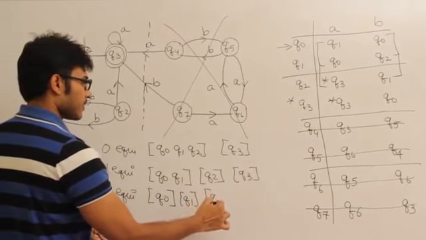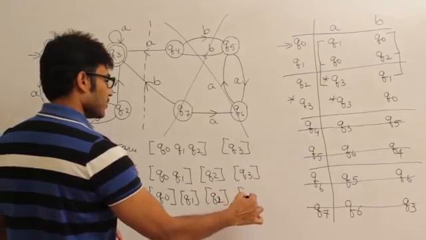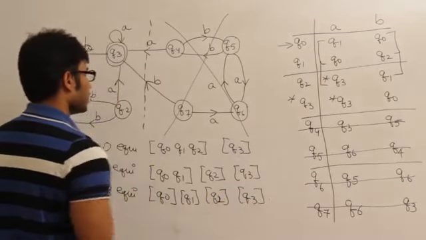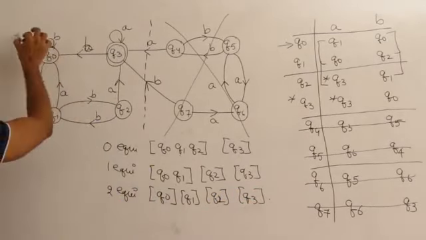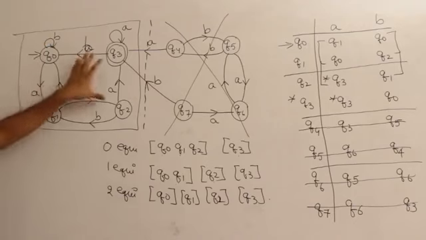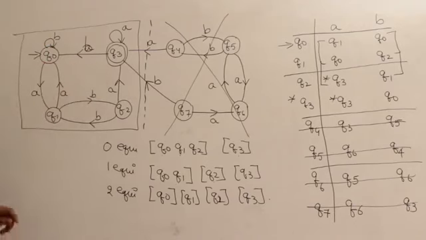Q2, Q3. So in the given question we have 4 states, and in the minimal automata also we have 4 states. So these 4 states cannot be reduced, and this is the final answer.